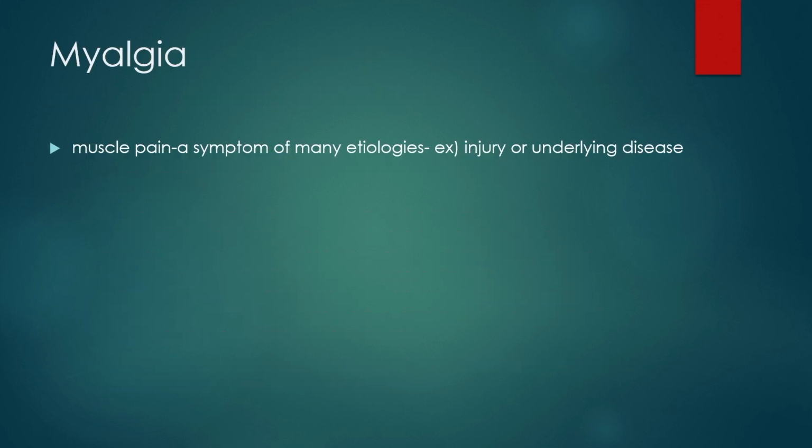Now, if I move on to myalgia. Myalgia is basically muscle pain. So it's a symptom of a multitude of different things. Myalgia itself is not necessarily telling you the etiology or what is causing the muscle pain. It could be from clenching, it could be from grinding, or it could be from something else. So we still have to investigate a little bit more to figure out why they are having this muscle pain.